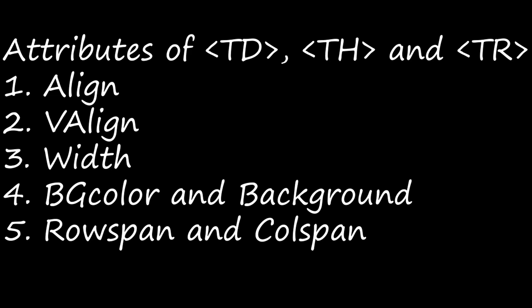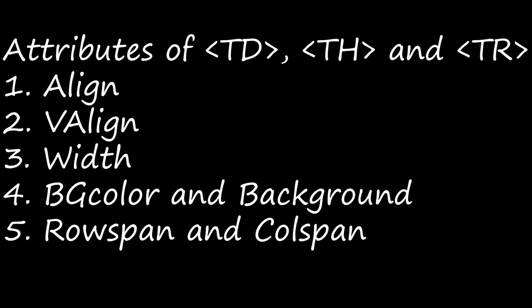Okay. The next one is width. This is used to specify the width of the cell. This is mentioned in terms of percentage or pixels. Okay. The next one is background or BG color. BG color attribute is used to apply a particular color to the background of the cell. Background attribute is used to apply an image or any picture as the background, right? BG color means you'll be able to apply the background color. Background means you can insert any image or picture as a background of the cell, right?